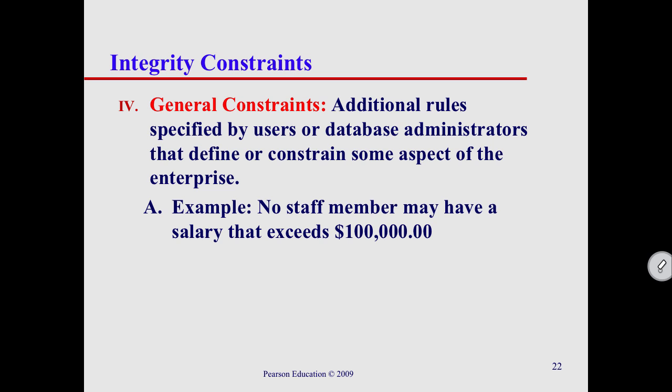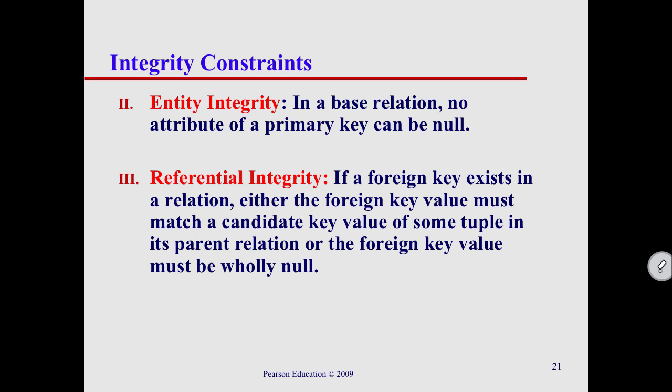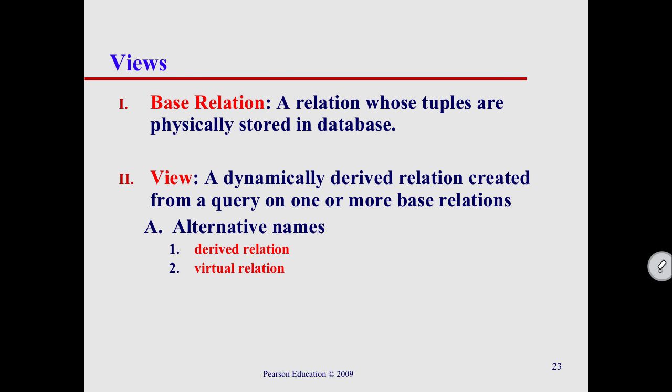Okay. Those are called integrity constraints. There are four of them. The first one's just called null. Second one is called entity integrity. Third one, referential integrity. Fourth one is called general constraints. We good with that? Okay, last concept for today.